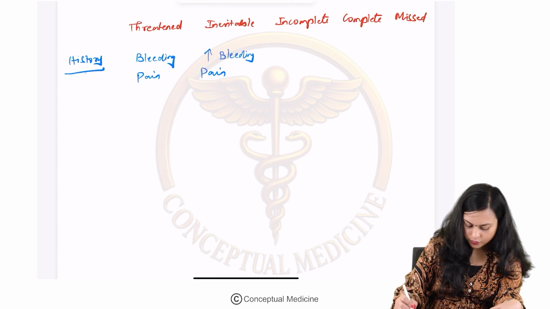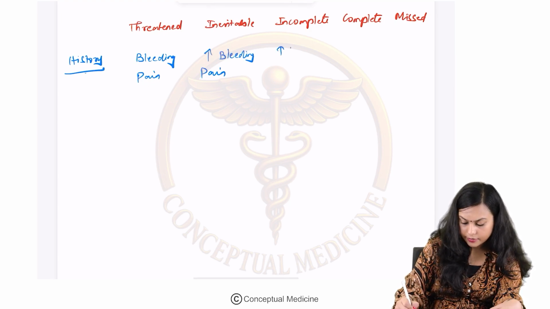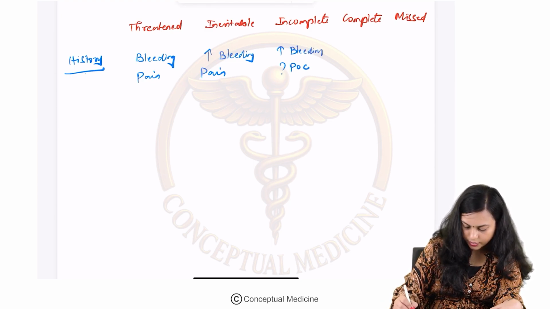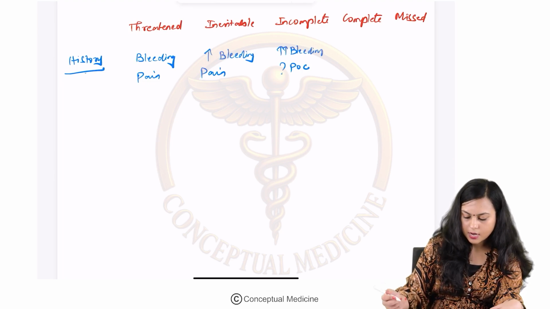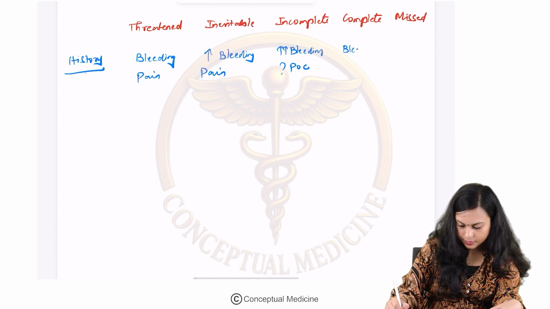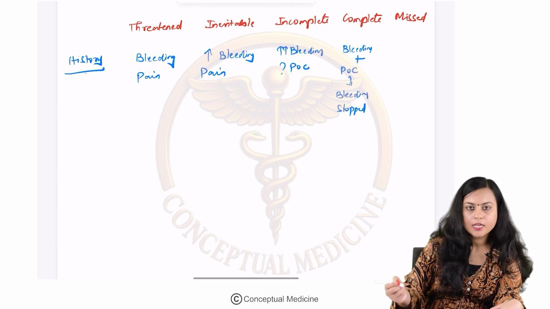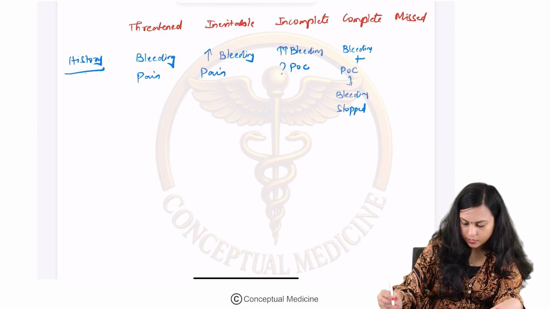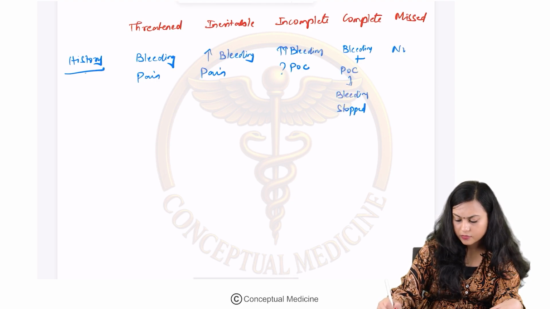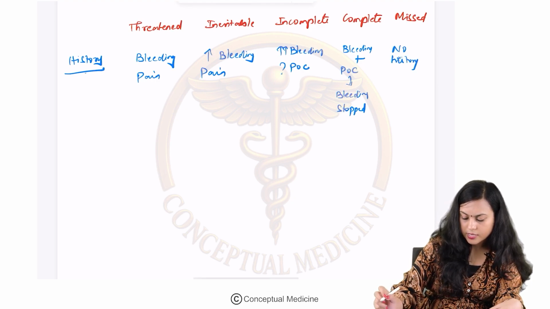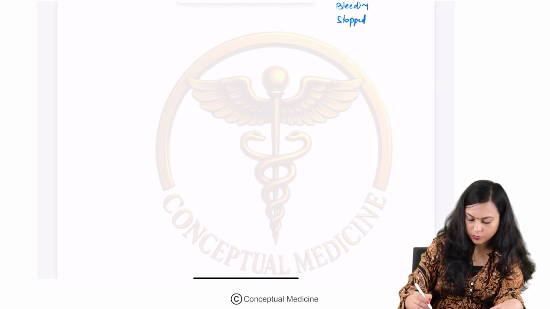And in incomplete abortion, there is increased bleeding with some history of passage of products of conception, and the bleeding can be more increased. In complete abortion, definitely there is bleeding plus expulsion of products of conception, and later, after all this process has been done, the bleeding can stop before she comes to the clinic or hospital. And in a missed miscarriage, there is no history of anything that has happened. So this is all about the history.